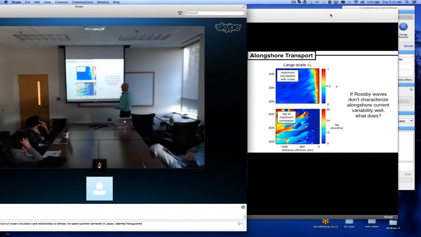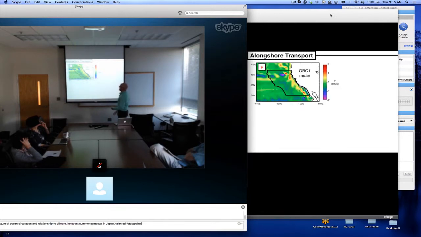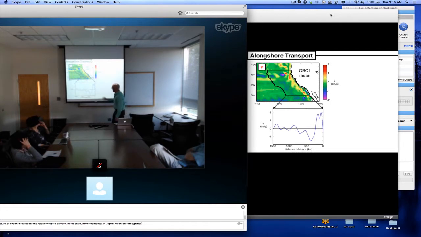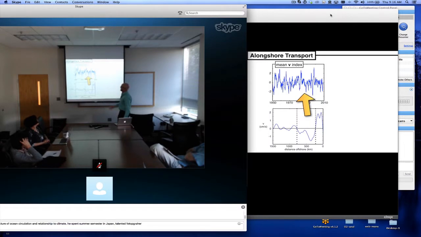So if Rossby waves don't characterize this along-shore transport variability well, what does? So next we'll look for a stationary pattern. This is the mean V from our OBC1 integration. And we take a profile, it's the same region of interest, looks like that. So we see that there's this nice positive area of return flow here, and then here is the core of the California current. You can take this area within these bounds and average it to form a time-dependent index. Gives you something that looks like this.